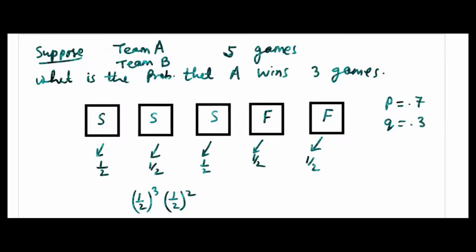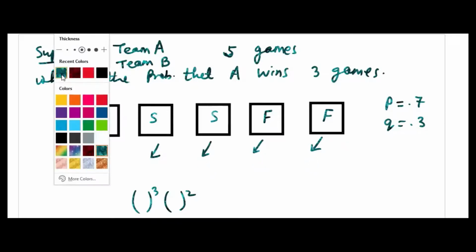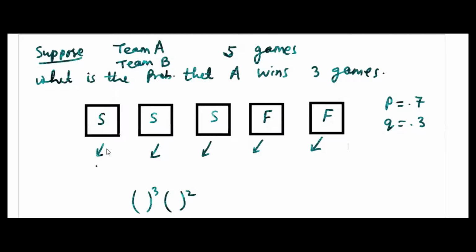This will be 0.7, this will be 0.3. Okay, so in this case it will be 0.7, then this will be 0.3. So you have to write 0.7, then write 0.3 here. But that's not all. What you need to find is, you have to find all the possible cases.